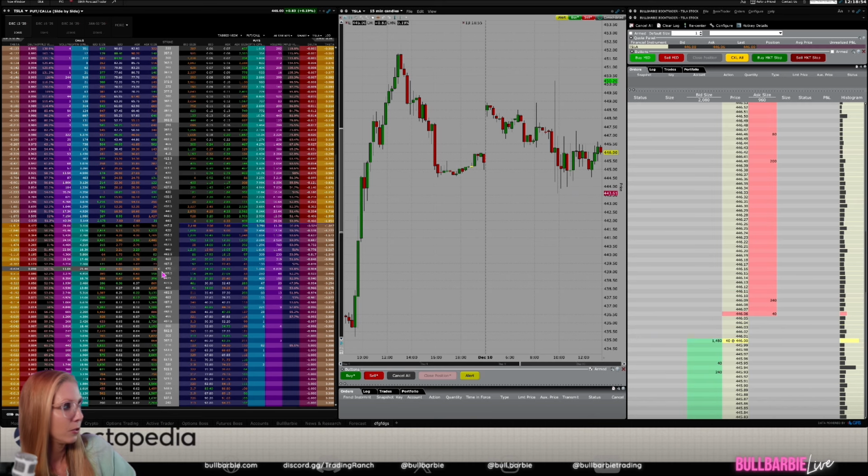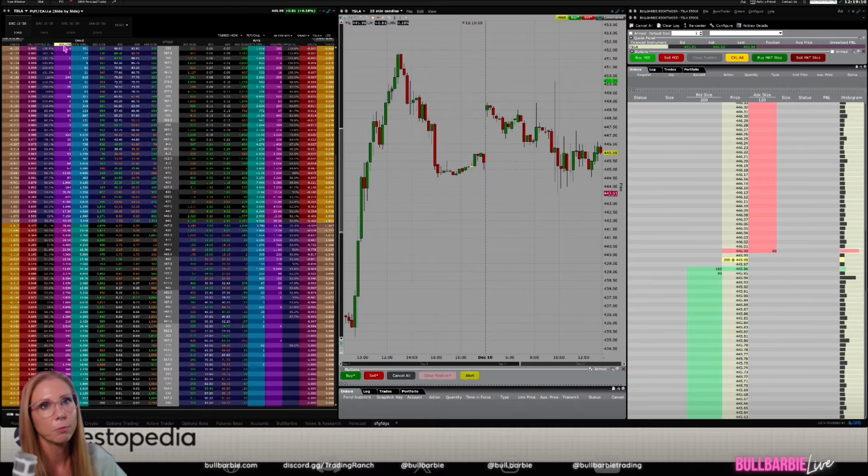So on that note, sometimes when I see an option idea, a lot of times I want to play with the big guys, right? I've said that a lot. I always want to be where the big players are. That's why I added open interest and volume columns.